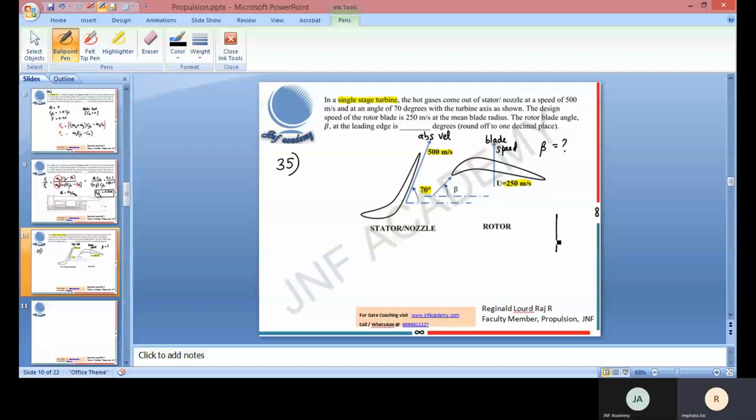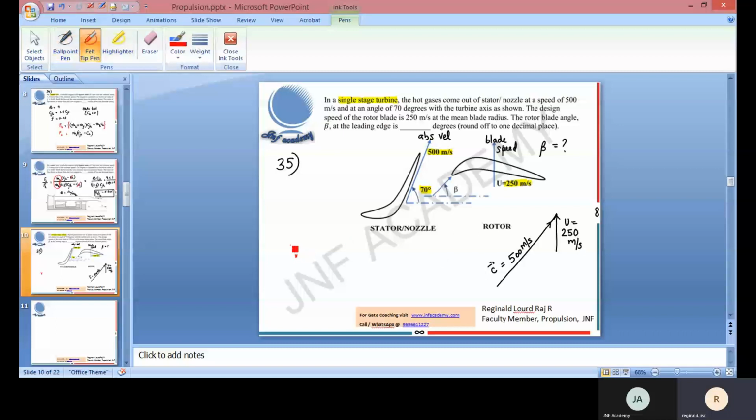First of all, the blade speed. The blade speed is 250 meters per second. So let me mark the blade speed in the same direction. 250 meters per second. U is the blade speed. Then the absolute velocity is 500 meters per second. So this is the absolute velocity, 500 meters per second. I use the letter C to represent the absolute velocity.